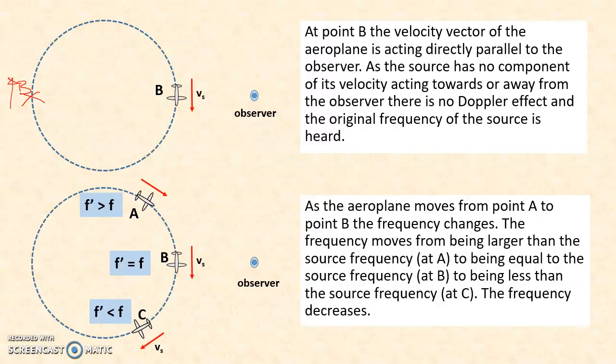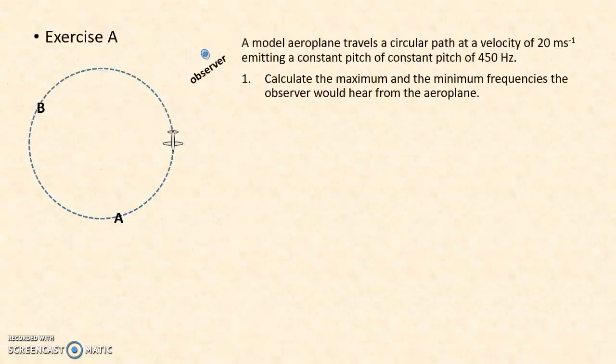If we look at these three situations, we can say that the frequency at A is higher than the emitted frequency. The frequency at B, which is also over here, is equal to the emitted frequency, and the frequency at C is lower than the emitted frequency. Now that we've labeled the frequencies on this diagram, we can explain how the frequencies change as the object moves around the diagram. This is usually the type of question that they ask us. So let's have a look.